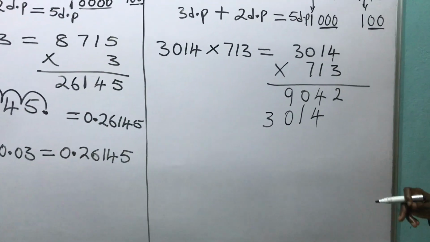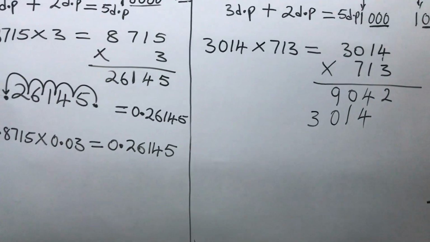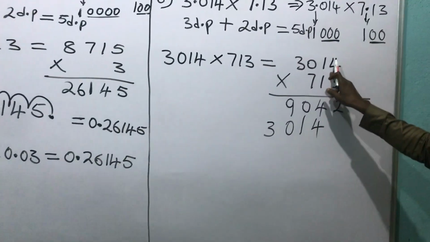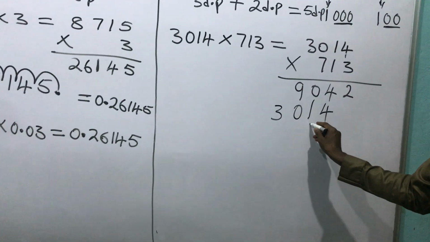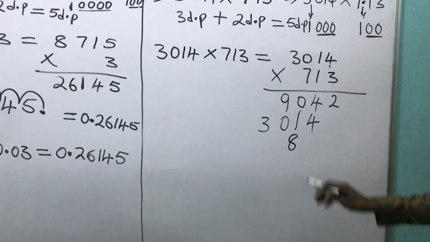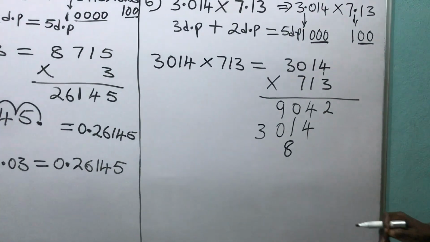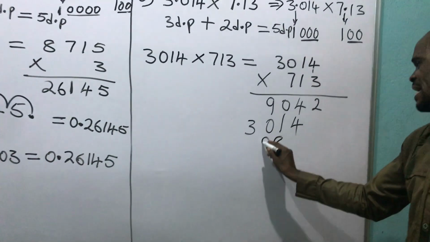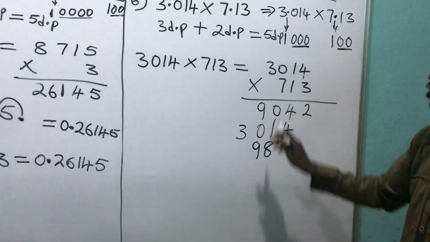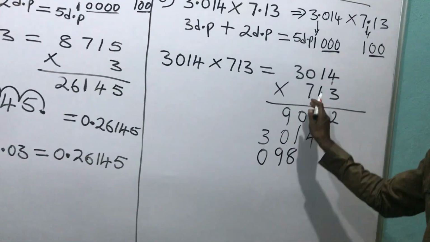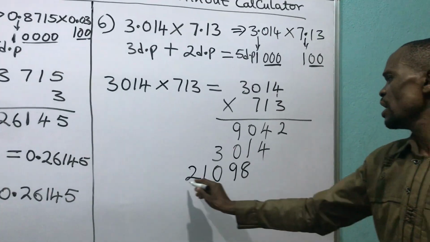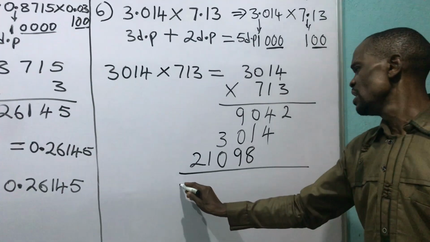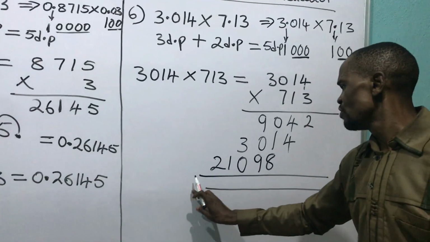Therefore, I'm going to have 7 again. 7 times 4 will give me 28. I'm going to write 8, carry 2. 7 times 1 will give me 7, plus 2 will give me 9. 7 times 0 will give me 0. 7 times 3 will give me 21. I'm having 21 here. I'm going to add all of them here.